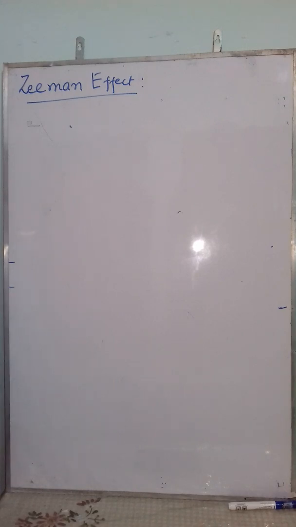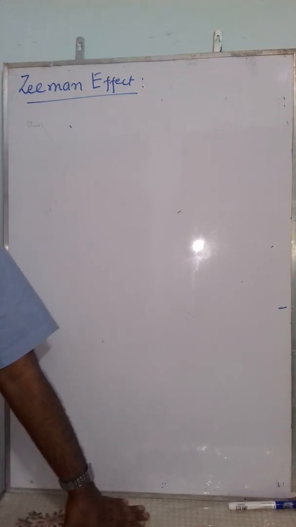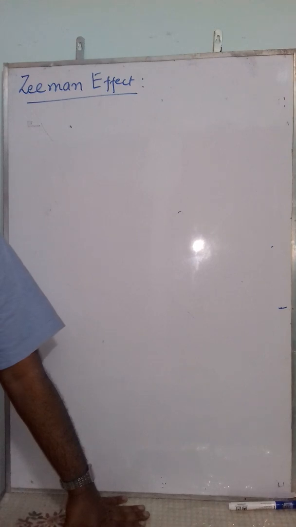Here in the Zeeman effect, what happens is that whenever any substance is kept in a magnetic field, meaning the source of light is kept in a magnetic field, then the spectral lines get split. The splitting of spectral lines in the presence of a magnetic field is called the Zeeman effect.